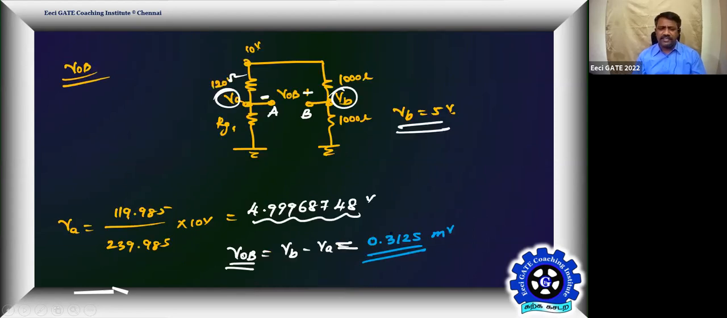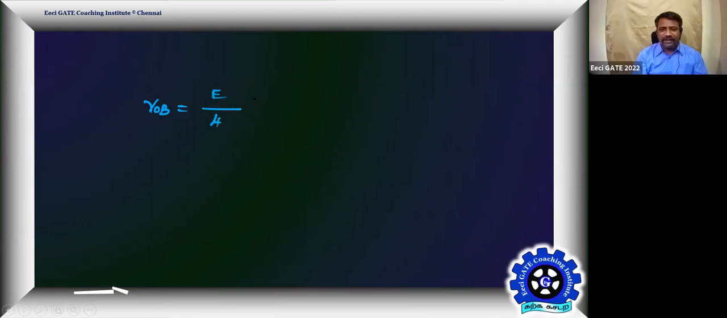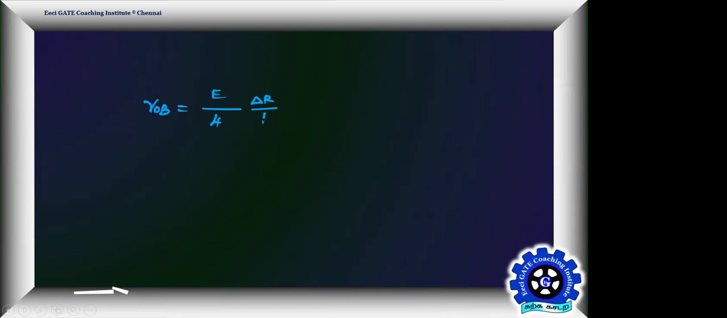But instead of doing all these things, you will remember one equation. So can I go by that equation? What is V naught of the bridge? You remember, it is a single sensing element. Only one element is changing its resistance. Then you remember the equation. It's after all E by 4 into delta R by R. It will still work for this.